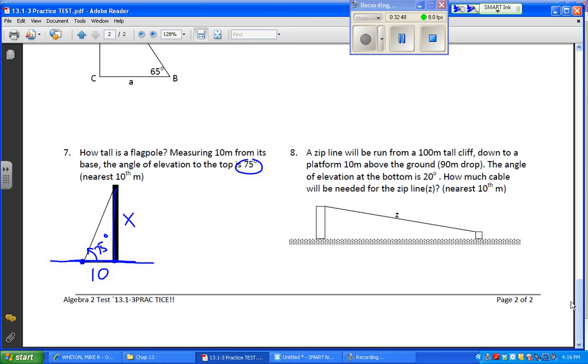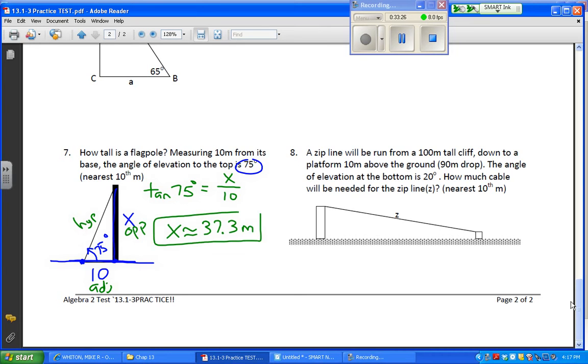Okay, so again, from the 75, it looks like we are dealing with an opposite side and an adjacent side. The hypotenuse over here doesn't really affect us in this problem. So let's use tangent, opposite over adjacent. Tangent of 75 is x over 10. Just like the last problems we did, multiply both sides by 10. So 10 times the tangent of 75 is about 37.32. Nearest tenth of a meter, 37.3 meters. Okay, so that's that.